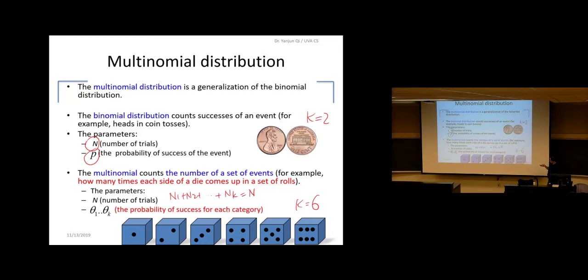Also, the parameters of the multinomial distribution are this total number n, and the probability of each elementary event appearing. In this case, it's theta 1 until theta k, and the summation of theta 1, theta 2 until theta k is 1.